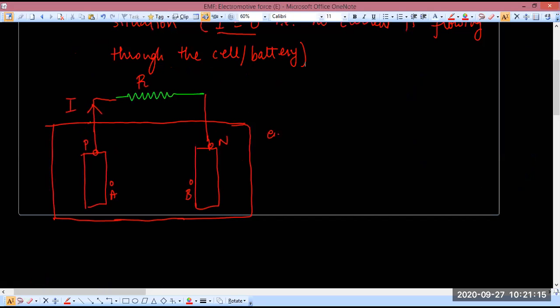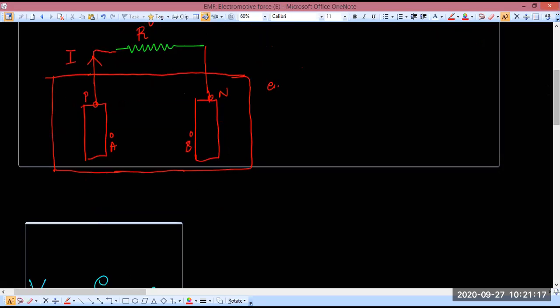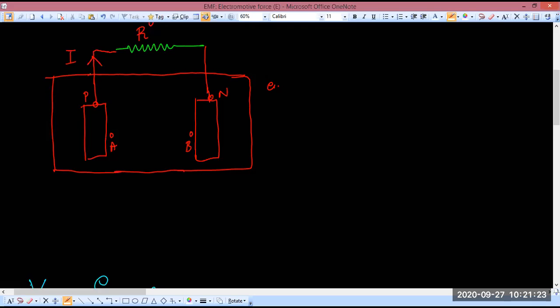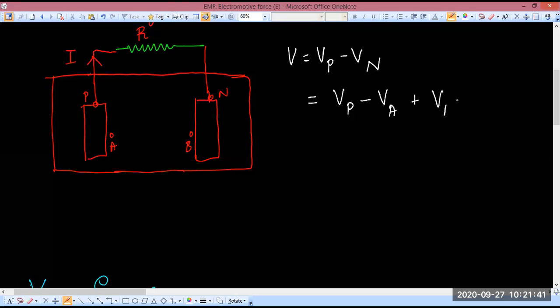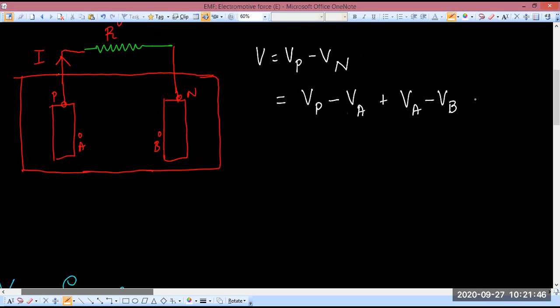Right. So now I'm going to use this diagram to get a relation between these three. So let's start with that. First of all, do you realize that I can write V is equal to Vp minus Vn in any case? That is the potential difference between the positive and the negative terminal. So by simple logic of few steps, I can write it like this. I don't think anyone has any problem with that.